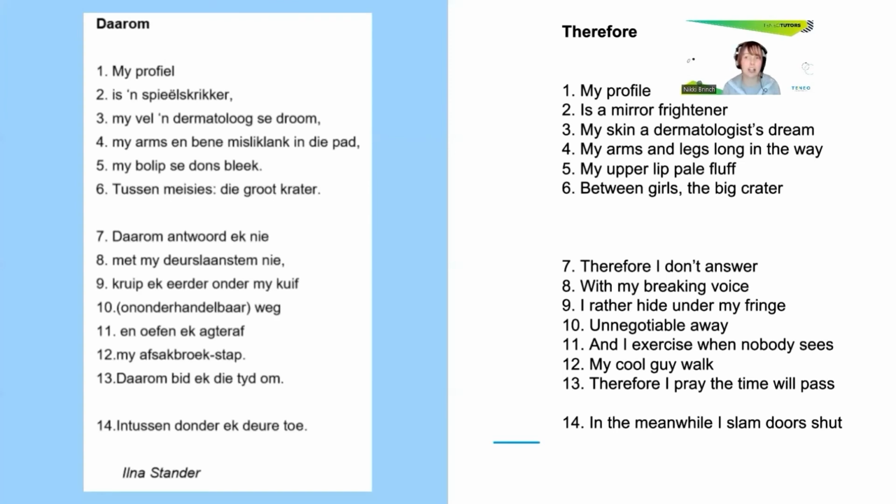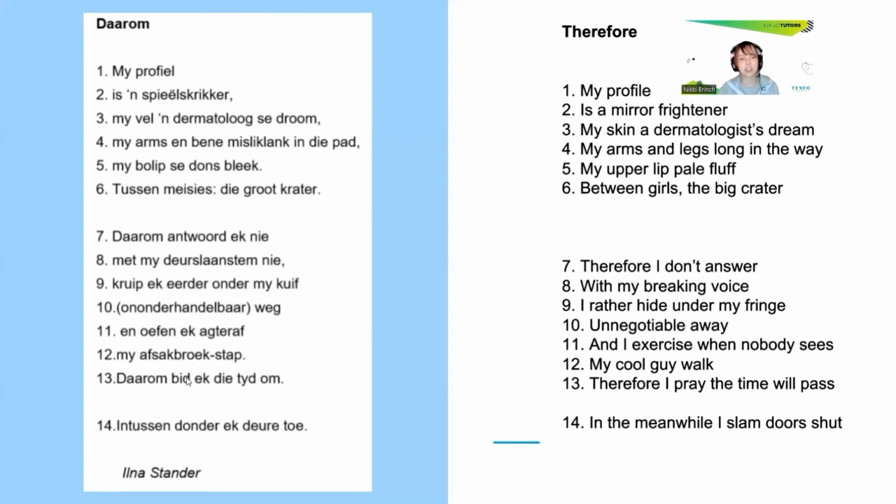He has very low self-esteem. But in some cases, research shows that this poem can also mean that he is practicing in secret. He's like, cool walk, because some guys wear their pants like low riders. They hang very low. So in private, he is trying to practice a cool guy walk. Although personally, I would say that it refers more to his low self-esteem. I think that fits better with the theme of this poem. And daarom bid ek die tyd om in line 13. Therefore, I pray the time to pass, because obviously you would like this awkward teenage phase to pass.